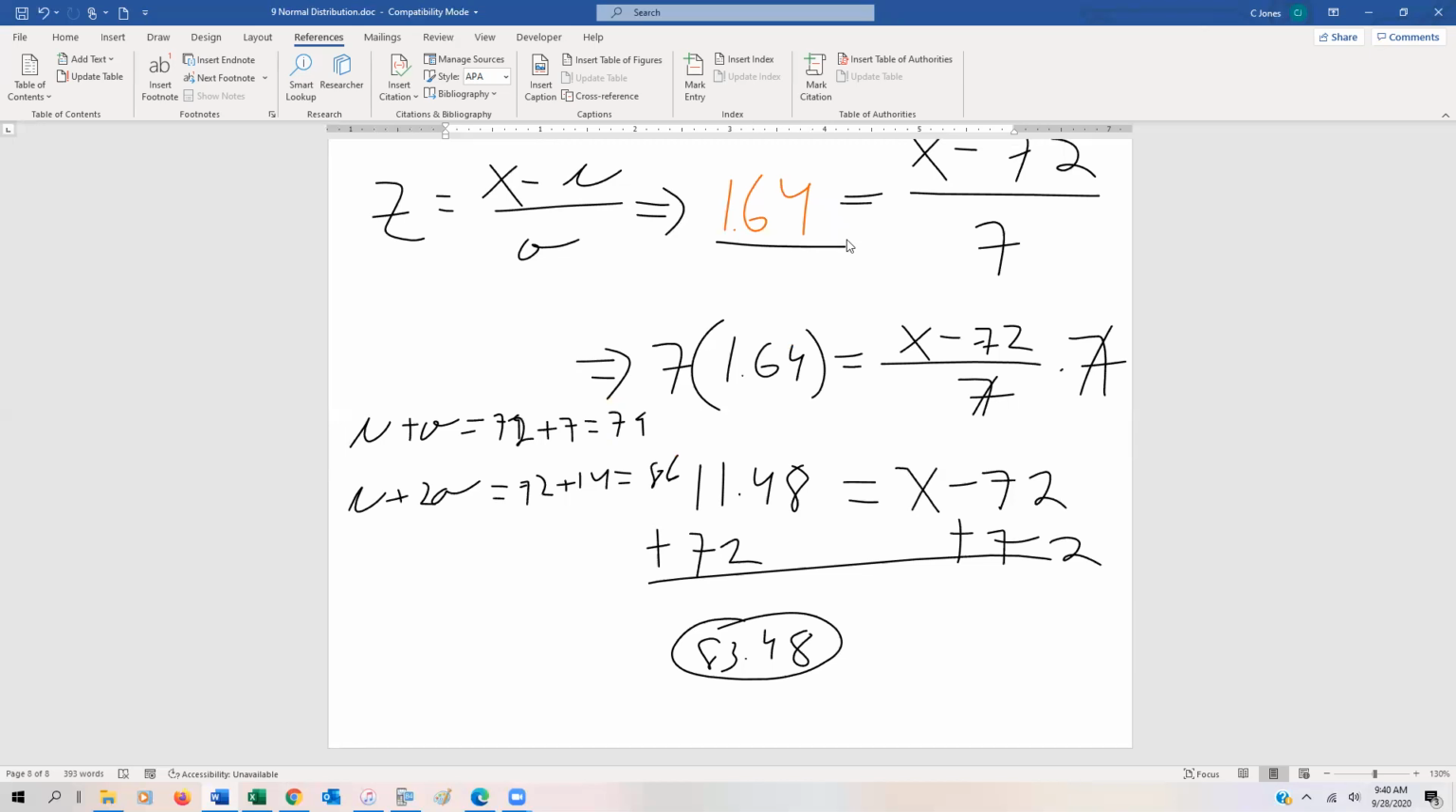Okay, so hopefully this gives you an overview as to how to work with the normal distribution, how to be able to find probabilities, how to graph a normal distribution, and then finally, how to be able to go backwards and find percentiles with respect to the normal distribution.